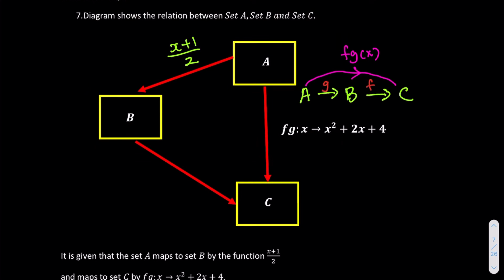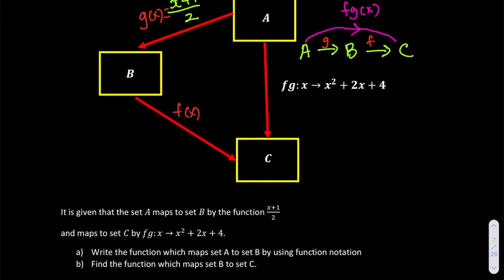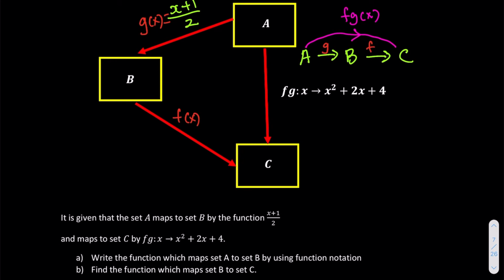So we know A to B is the process named g. So this one's supposed to be g of x, and this one's supposed to be f of x, because if we have the composite functions, the function at the back will go first. Okay, so after that, what do they want? Write the function which will map set A to set B using function notation. I think we are done because A to B is g of x. We just need to put the equal sign here. Then we are done.